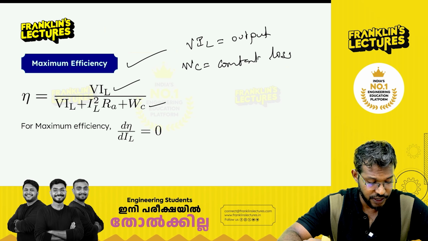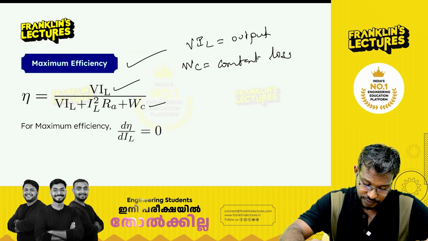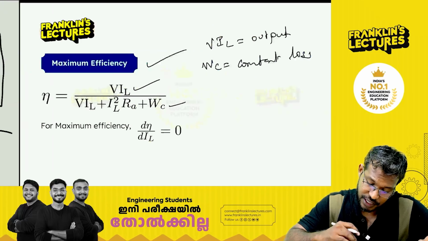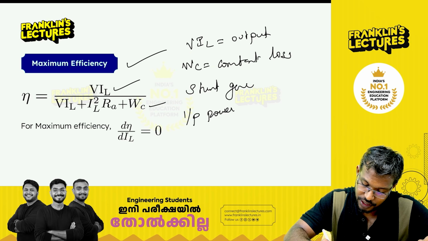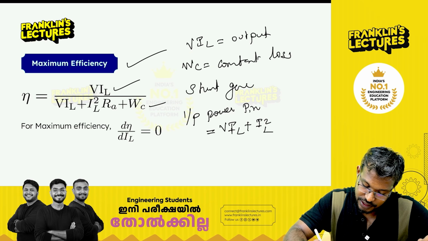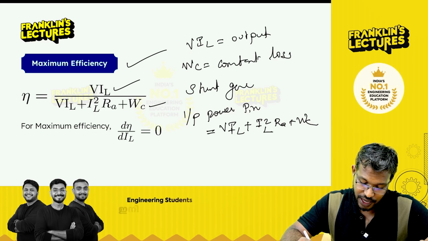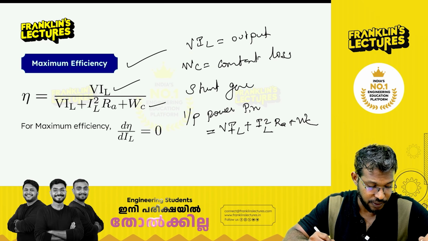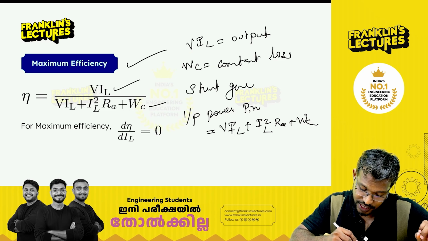In the case of a shunt generator, input power P in is equal to V into IL plus IL square RA plus WC. Okay, then VIL is the output power. This is for the case of a shunt generator.